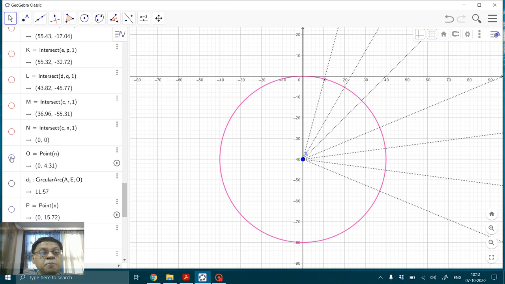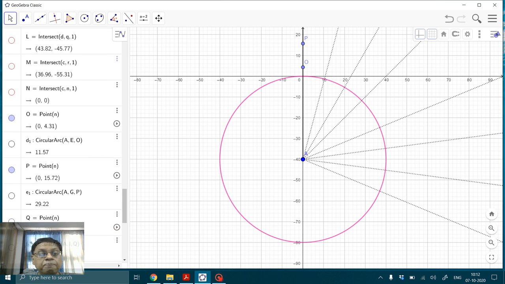So the first thing, at 15 degrees, remember it was 4.2 millimeters. The second point is at 15.72, which is at 30 degrees. And obviously the last point is going to be 20 millimeters. So these are the 3 points.